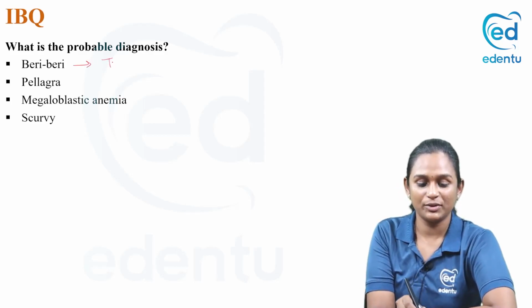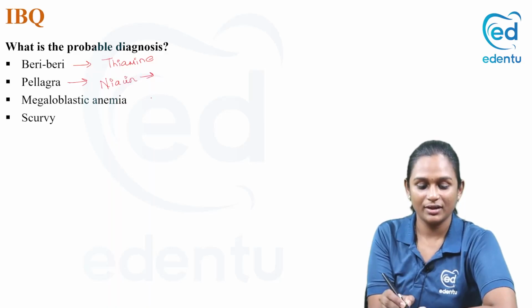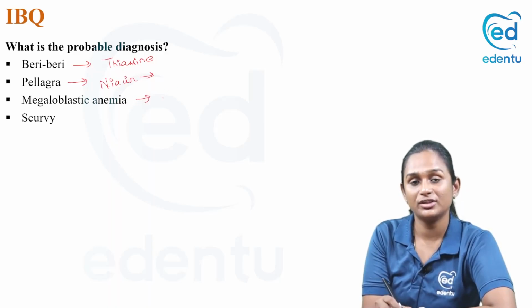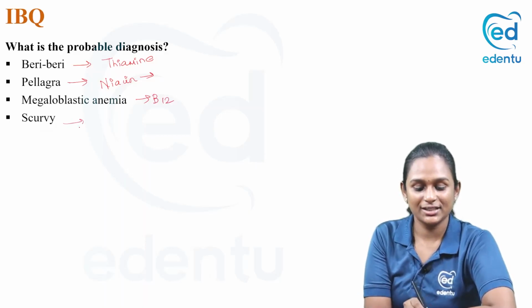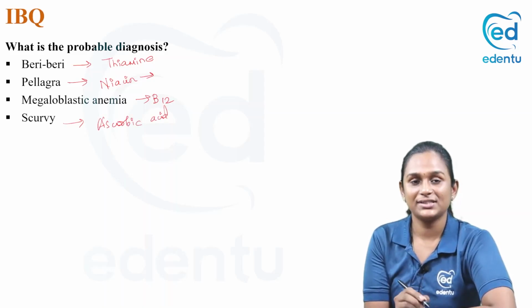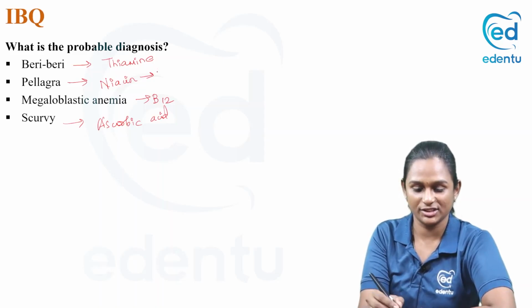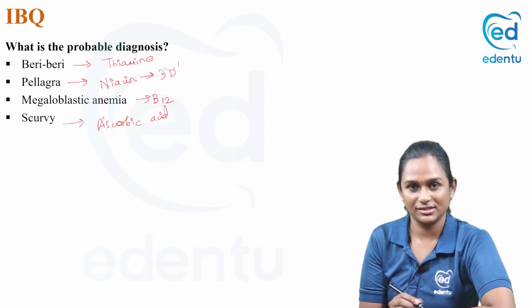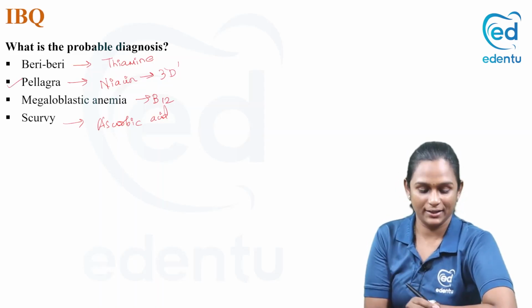We know beriberi is because of the deficiency of thiamine, and pellagra is due to the deficiency of the vitamin niacin, and megaloblastic anemia is due to the deficiency of vitamin B12, and scurvy is due to the deficiency of vitamin ascorbic acid. This person has the classical symptoms of pellagra, that is niacin deficiency, the 3 Ds of niacin deficiency. So the probable diagnosis here is pellagra.